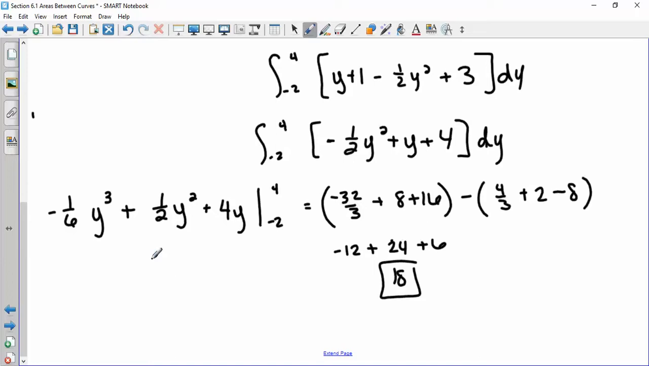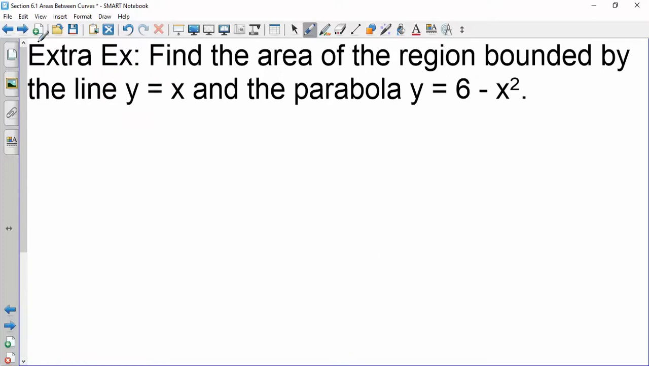So sometimes you may need to integrate with respect to y. If the original equations aren't ones that you can easily get to be y equals, if you have to get x equals, then we're going to keep y as a variable and deal with that. Is that okay? Why don't you guys see how far you can get with setting up this one?